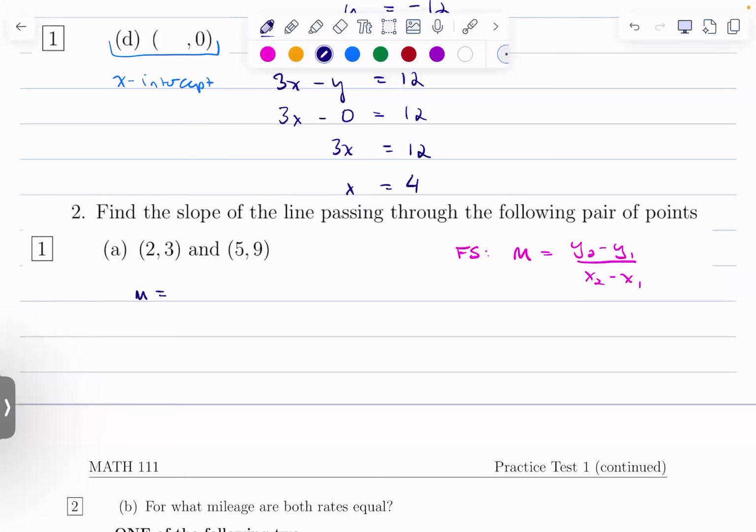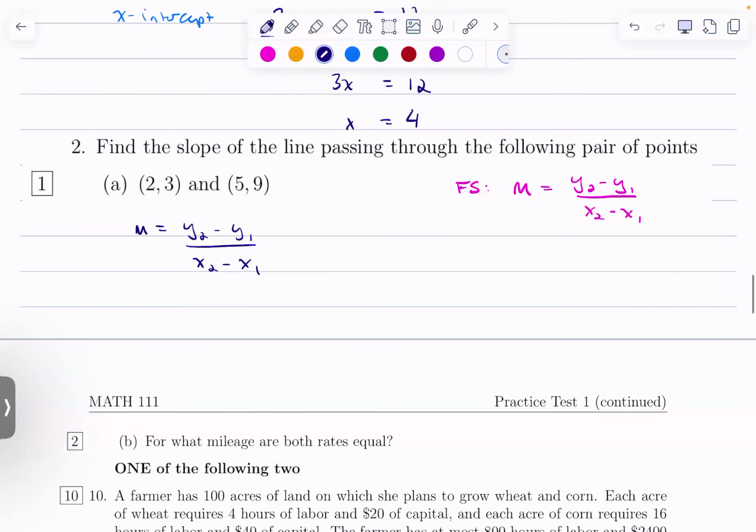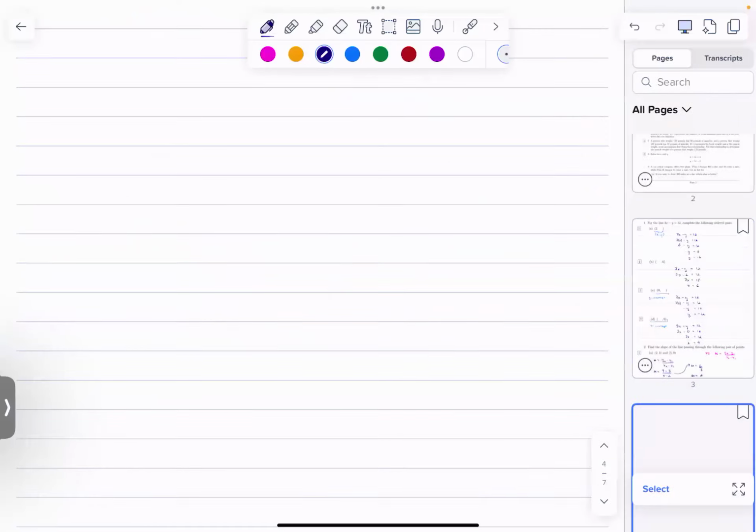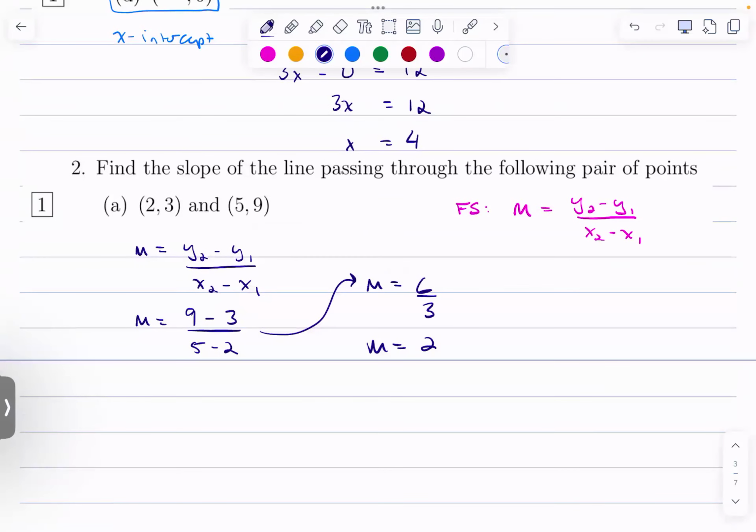Slope. It just asks you to find the slope, so not even the line yet. y2 minus y1 over x2 minus x1. Nine minus 3 over 5 minus 2. Gives me a slope of 6 over 3, or 2. That's it.